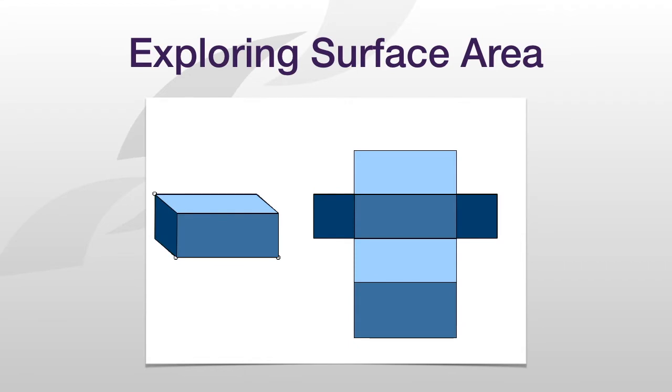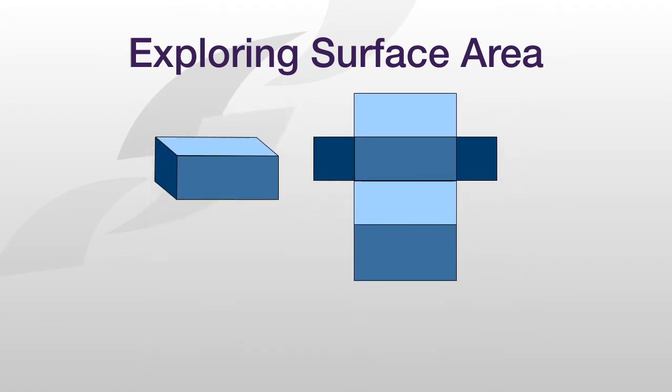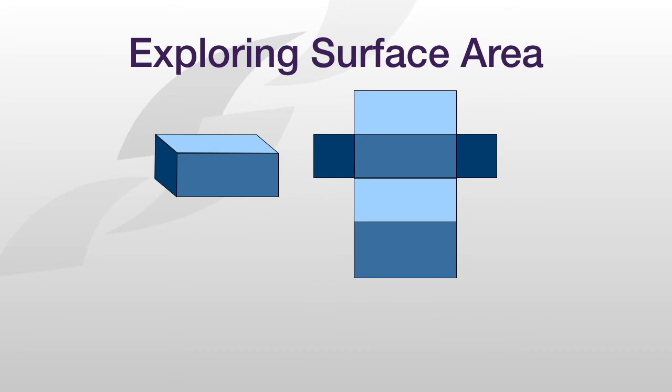Next, let's generalize how to calculate the surface area of a rectangular prism. We can use labels to match up faces of the 3D object with its area on the net. There are 3 faces that we cannot see in the 3D object, but we can still label them on the net.